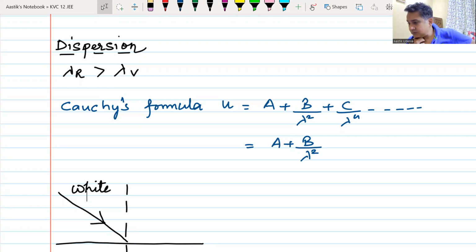Can you move further ahead? Okay. Is it mu or u, sir? It is mu beta, refractive index. I've written it as mu. Sorry, this is mu beta, refractive index. Completed, sir. Okay.